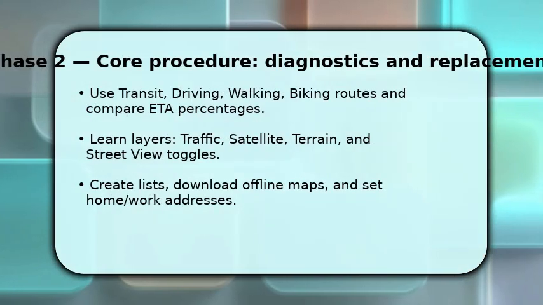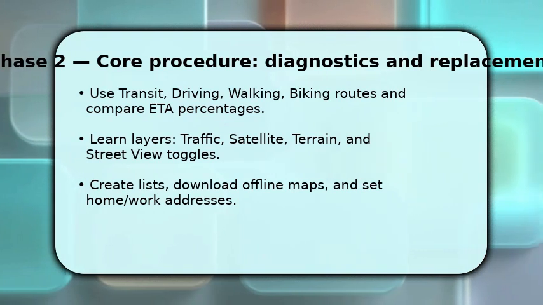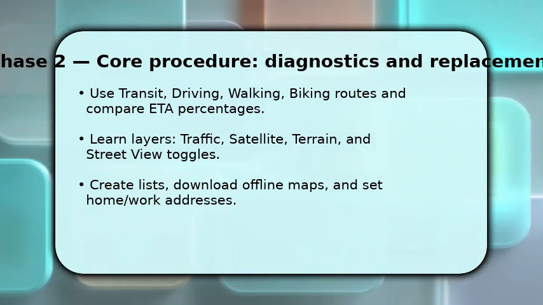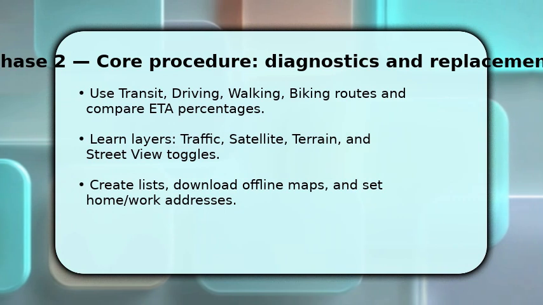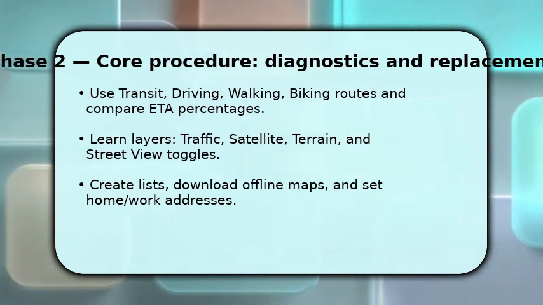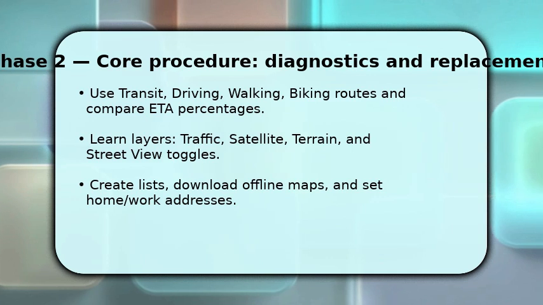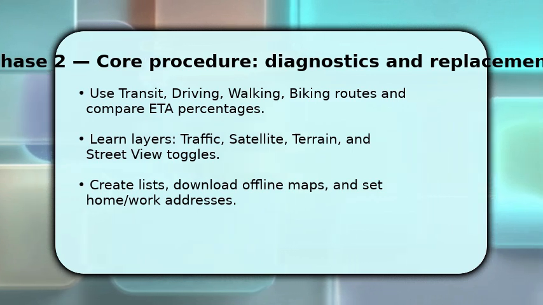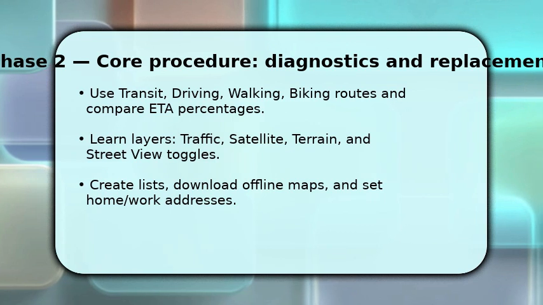Now focus on the middle, practical skills, route planning and situational awareness. Enter a destination, then switch between driving, transit, walking, and biking to compare estimated times. This shows trade-offs and alternate paths. Toggle traffic and satellite layers to read congestion and context.